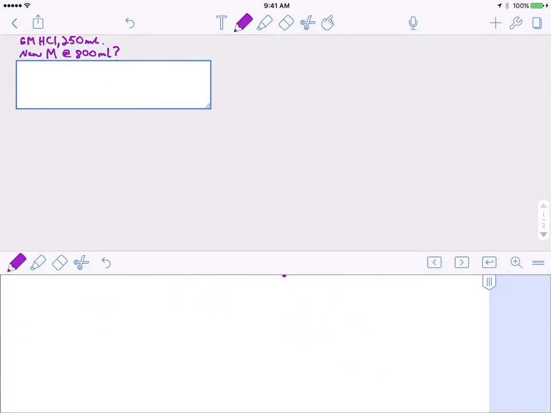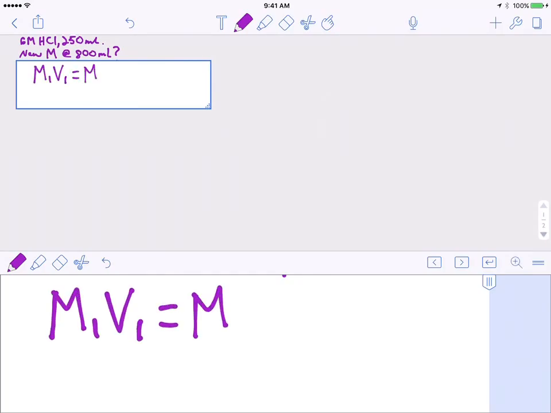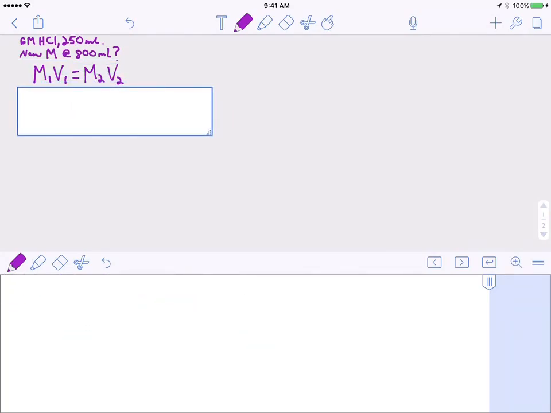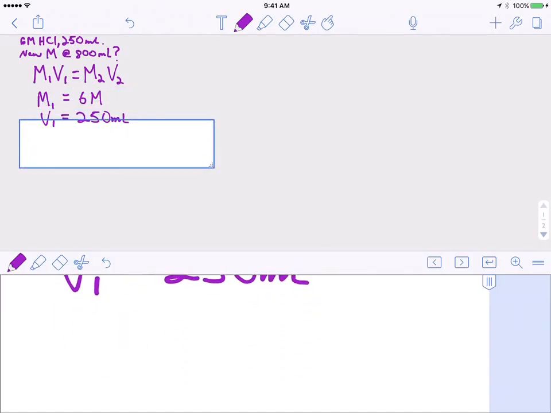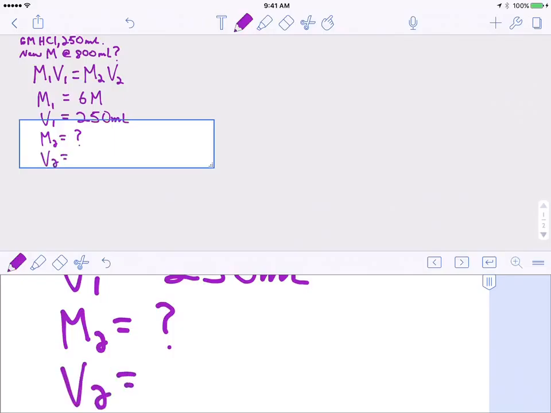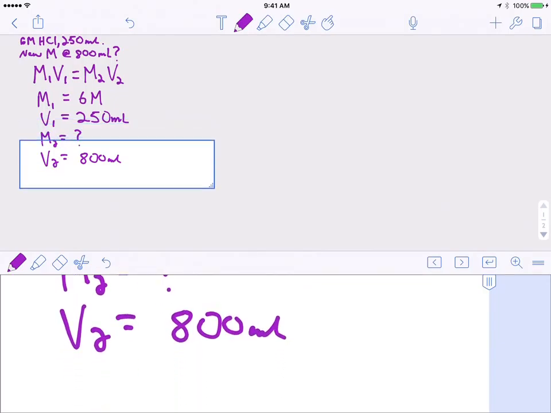Let's remember our equation. Molarity 1 times volume 1 is equal to molarity 2 times the volume 2. Now, what do we have? Well, M1, that was given to us, is 6 moles per liter. V1, well, that's 250 milliliters. What is M2? Well, that's what we're trying to find. Volume 2, you guessed it, 800 milliliters. Now is a good time to pause, solve the question on your own, and then start up the video again.